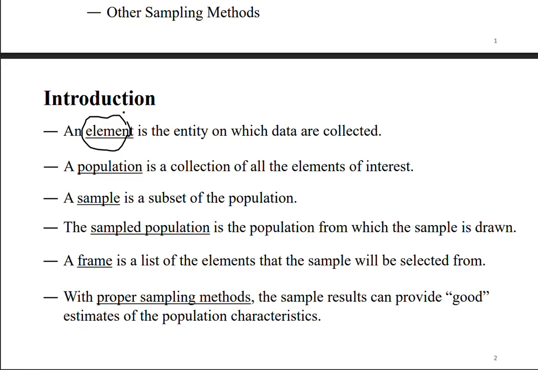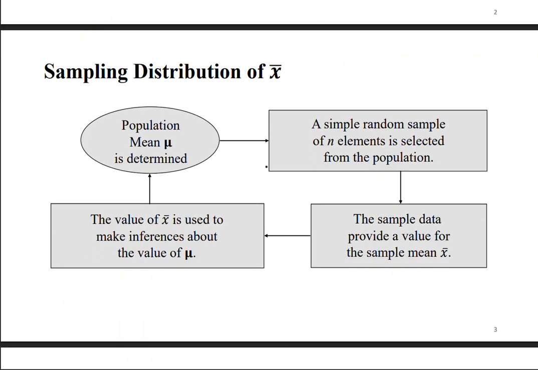So let me give you an example. Let's say I want to learn more about the number of hours students at CNC sleep every night. The entire population of CNC students is the sampled population, the population of interest. Now, if I take a sample out of that population, that becomes my sample. And then we have a frame, which is the list of all the elements that a sample will be selected from. But using proper sampling method, we are able to come up with good estimate about the characteristics of the population. And so this is the whole process.